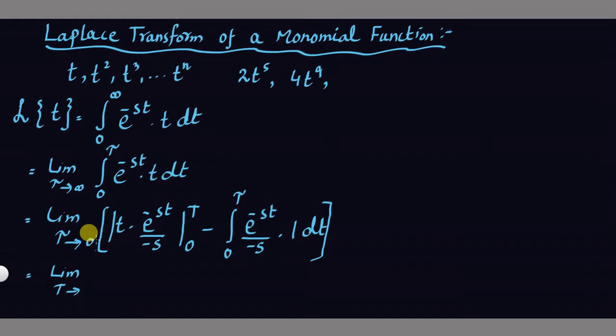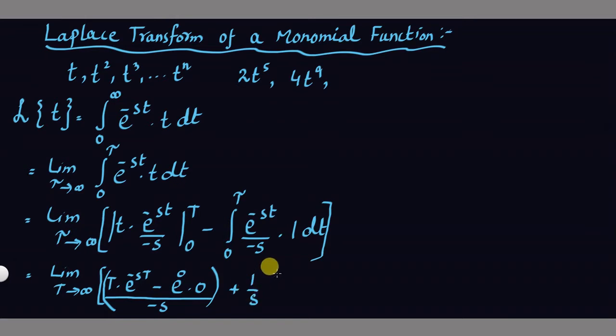Now we will replace the upper and lower limit here. Tau times e raised to the power minus s tau minus e raised to the power 0 over minus s. This minus and this minus will become plus, and we have 1 over s, integral from 0 to tau of e raised to the power minus st dt.